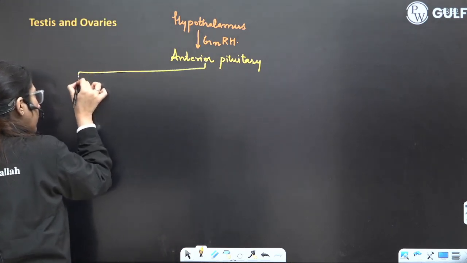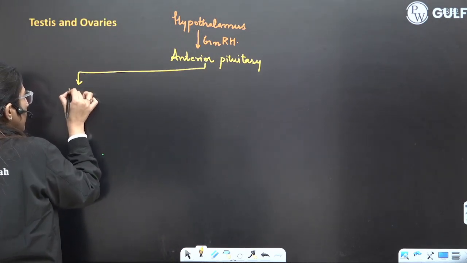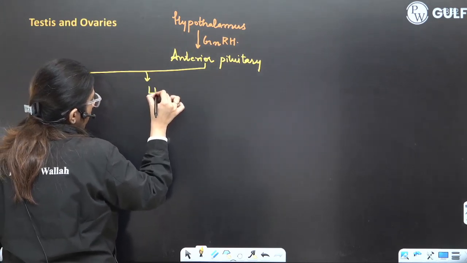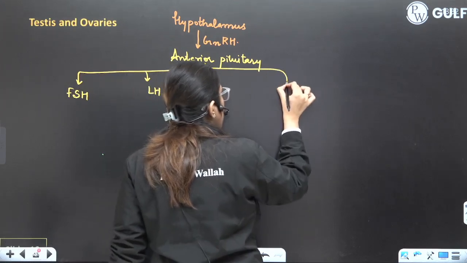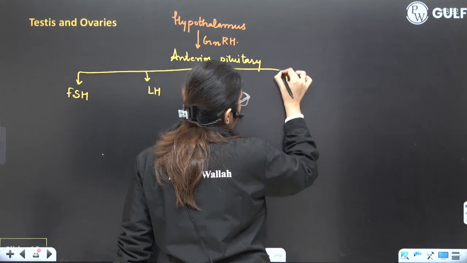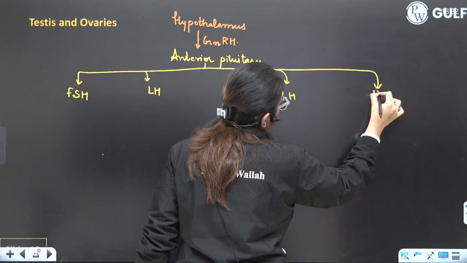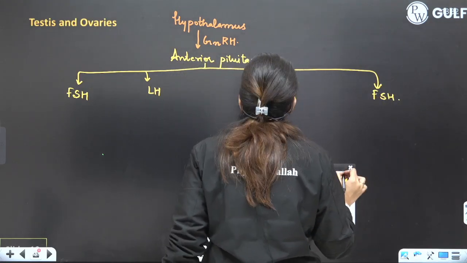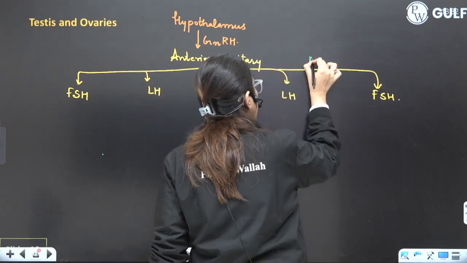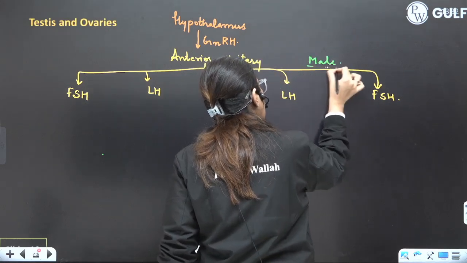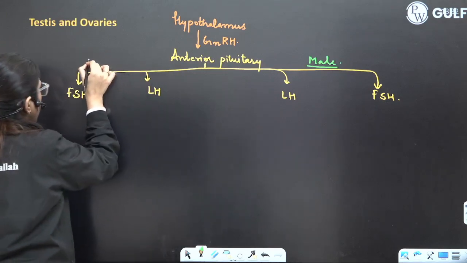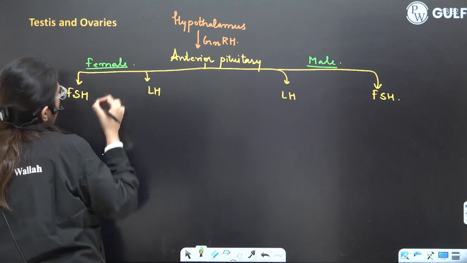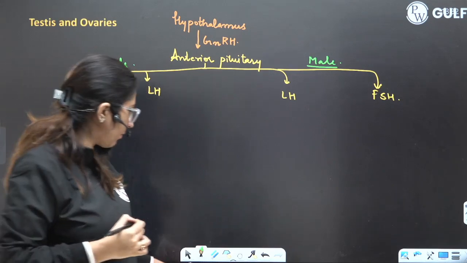Anterior pituitary will secrete the FSH, follicular stimulating hormone, and the LH. Similarly, in case of male also, same thing will occur, LH and the FSH. Now let's complete both these things here. Here, buddies, I am writing with respect to the male, and here I am writing with respect to the females. In both the cases, same type of hormones are synthesized, but their function is different.